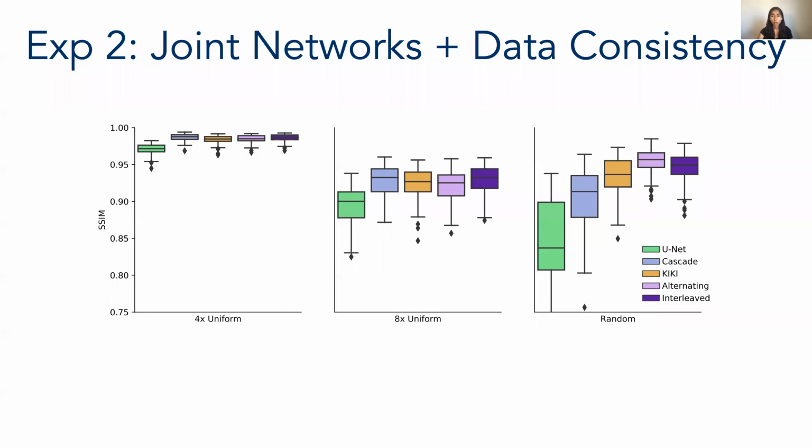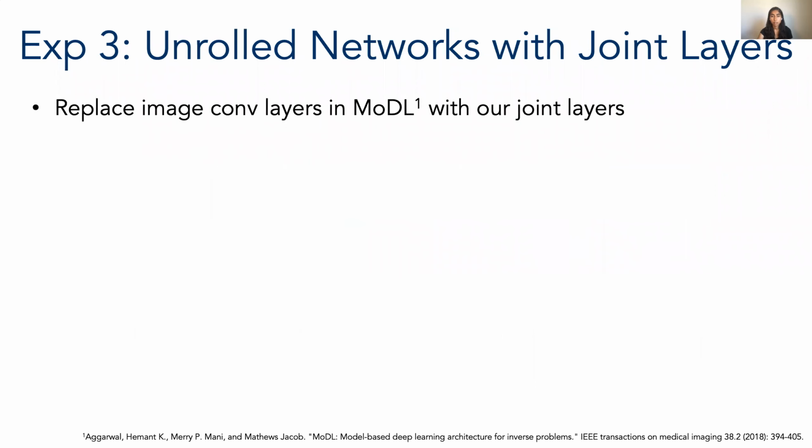This figure summarizes the quantitative results of our second set of experiments. Each plot corresponds to a different undersampling pattern, with our joint networks in purple and the comparison networks in other shades. As before, a higher SSIM score along the y-axis indicates a better reconstruction. For the uniform sampling patterns, our joint networks perform comparably to the state-of-the-art networks. For the more challenging random undersampling pattern, our joint networks outperform the state-of-the-art architectures.